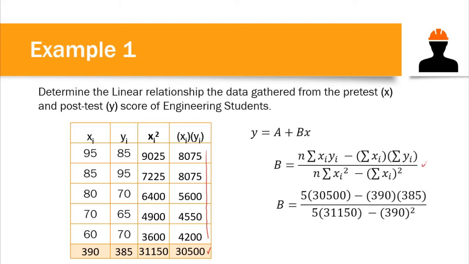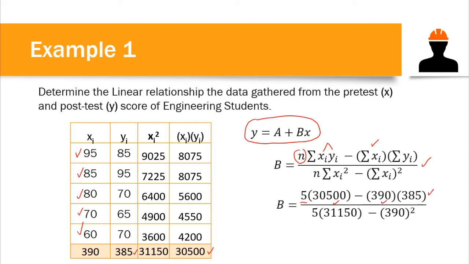So we have this formula here from the method of least squares. Again, we will be developing a linear equation, which is y is equal to a plus bx. Using this formula, our n is the number of data. So we have 1, 2, 3, 4, 5, so we have 5 data. The summation of the product of x and y is 30,500, minus the summation of x, which is 390, times the summation of y, which is 385.